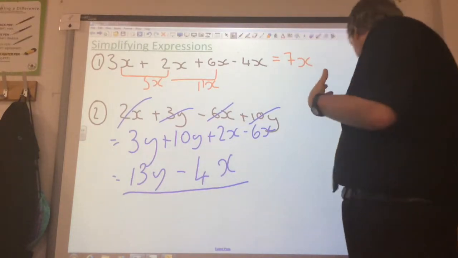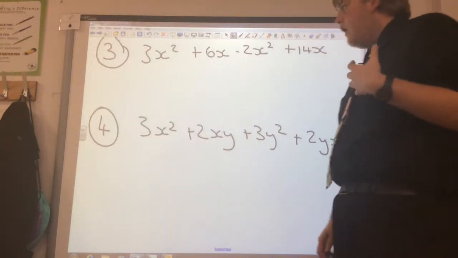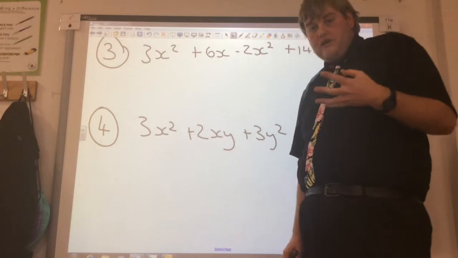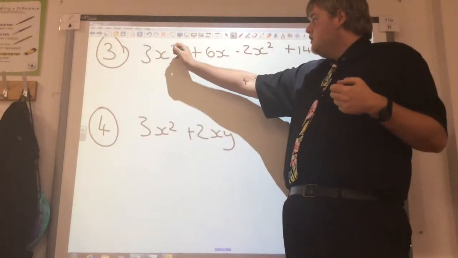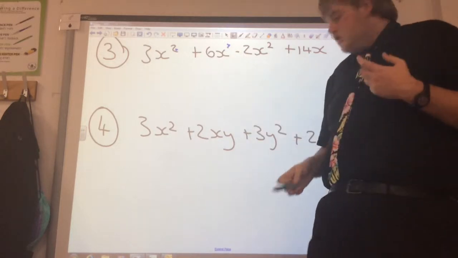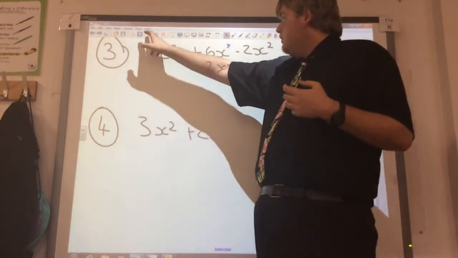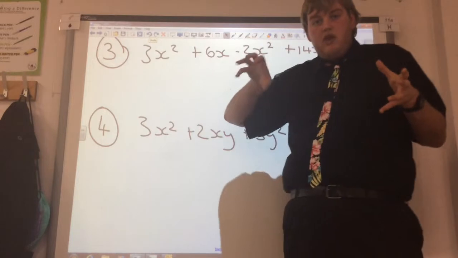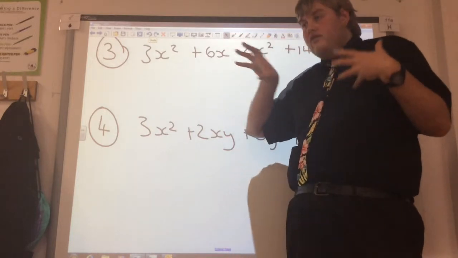13y subtract 4x. Now, where it gets slightly more complicated is where you get powers. So here we've got x squareds, and there we've got nothing. What we do with this is you treat your x squareds and your x's as 2 separate things again. They are not the same.